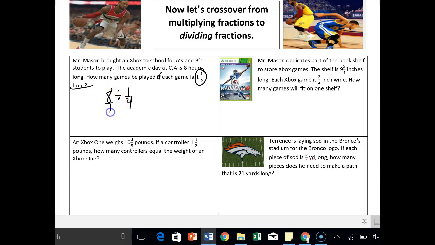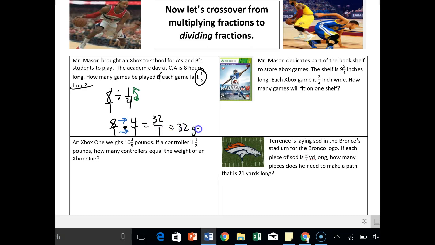So really can make that 8 over 1. First thing you want to do is flip. You say 8 over 1 times 4 over 1, and then multiply straight across. And so 8 times 4 is 32 over 1, which is 32 games.